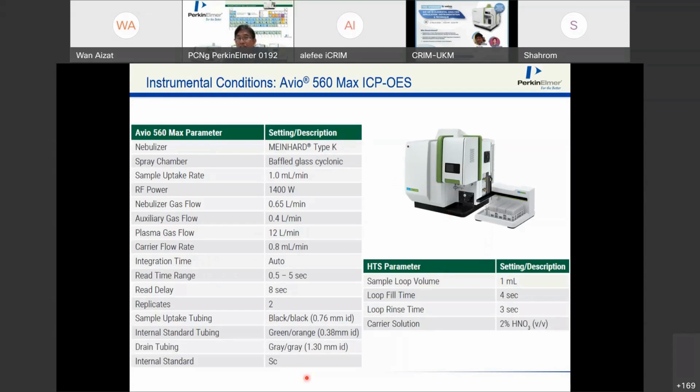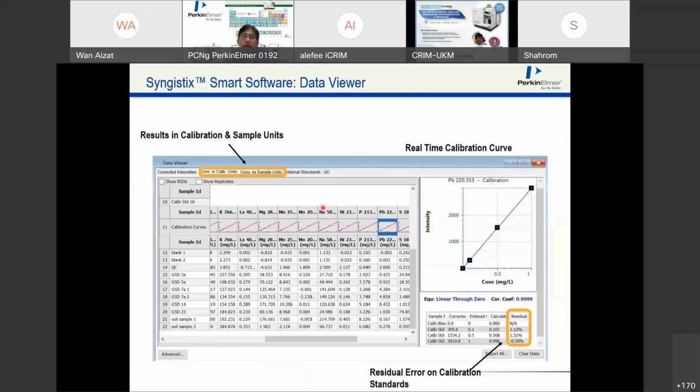So this is your chemical sample, and the result will be displayed in this manner. For example, this is the calibration. It will plot, and if you click here, it will show this graph. It will show the error of the calibration, every point, plus minus how many percent. So this is from the result.